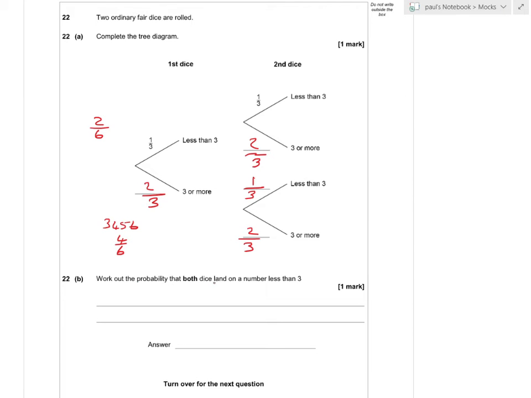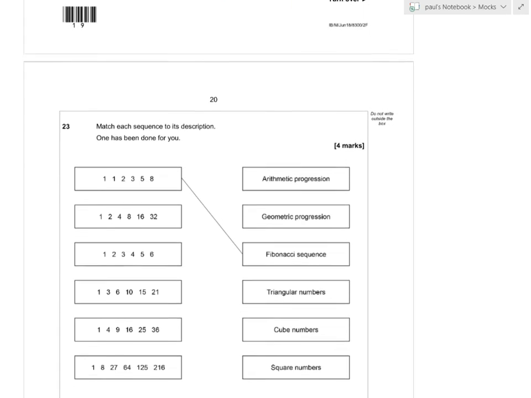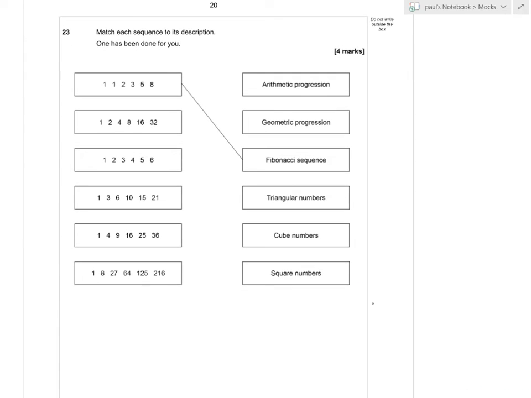Work out the probability that both dice land on a number less than 3. Less than 3, less than 3, so we're going up there. So we've got a third times a third, which equals a ninth. A ninth, and that was 22. Right. A ninth. Oh, sequences. Right.